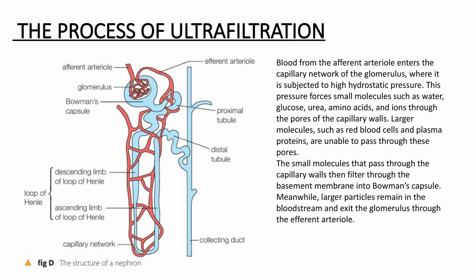This high pressure forces small molecules such as water, glucose, ions, and urea through the capillary walls into the Bowman's capsule. But larger molecules like red blood cells and plasma proteins remain in the bloodstream because they're too big to pass through. So the small molecules also pass through the capillary to the basement membrane, the Bowman's capsule. Okay, to mention the basement membrane as well.